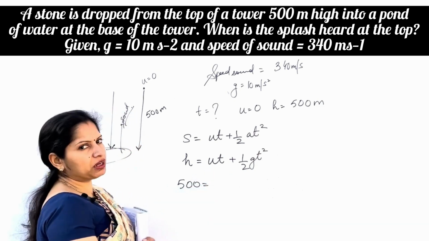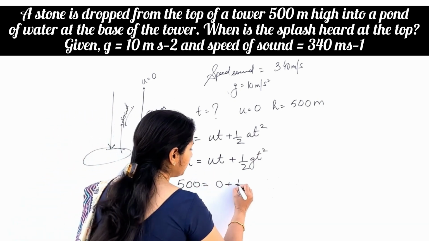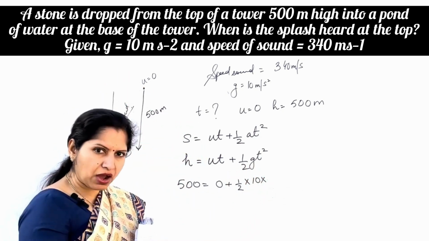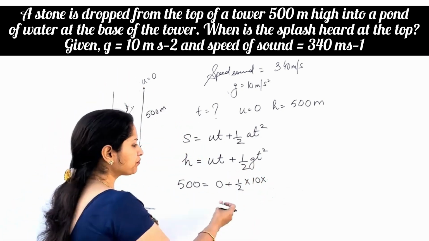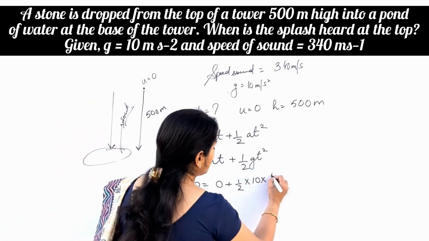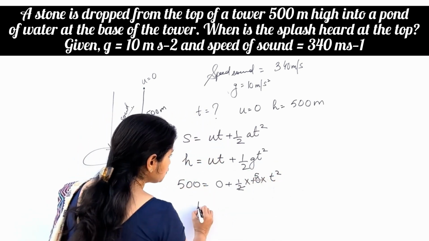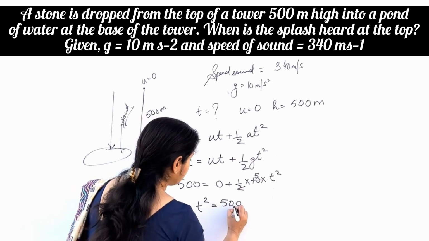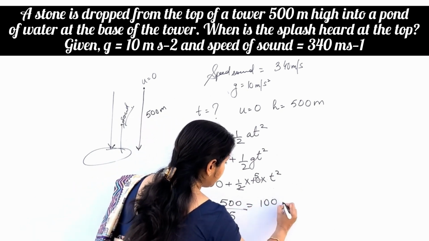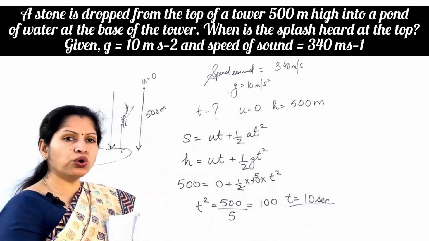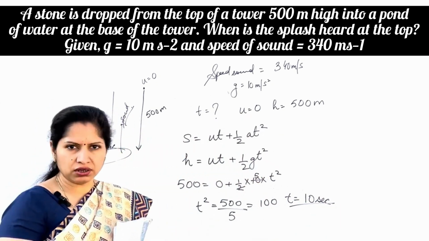Initial velocity is 0. Anything multiplied by 0 is 0 only. So 0 plus half into 10. Why am I taking positive? Because it's coming in the downward direction, so it's positive. And t square, t you have to find out. So it gets 5. If you cancel it out, t square is equal to 500 upon 5, that is 100. So t comes out to be 10 seconds. So the stone will be taking 10 seconds to reach the water.